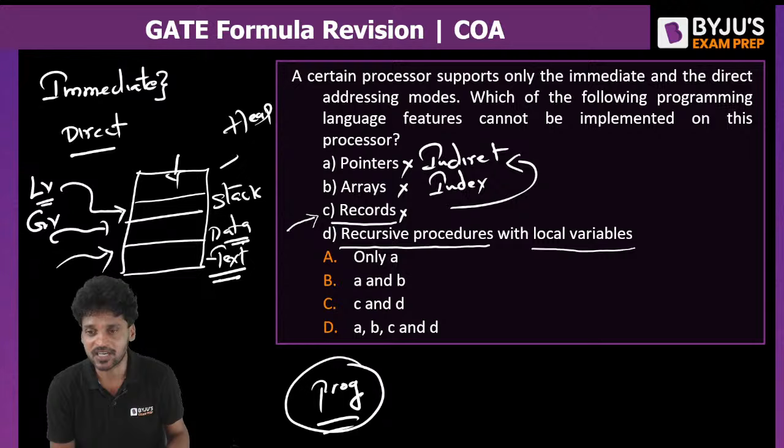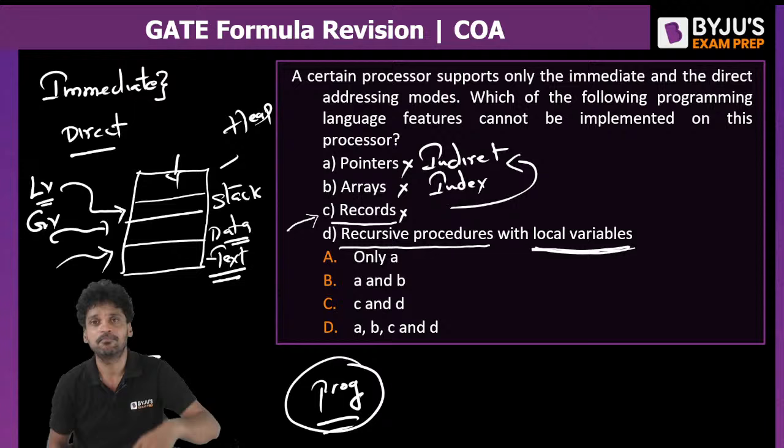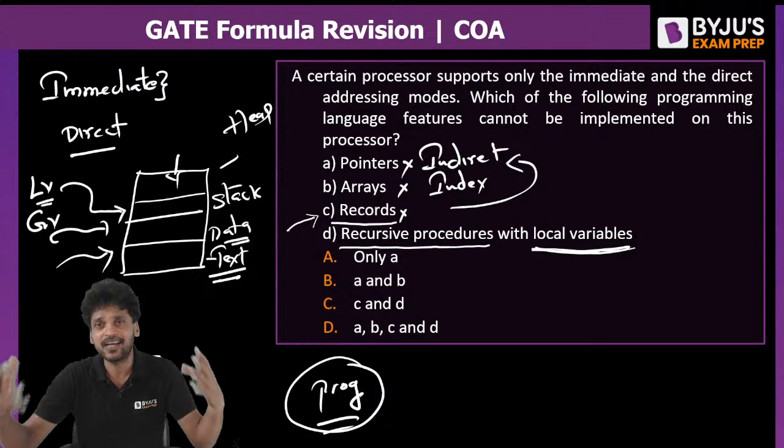Which of the following programming language features cannot be implemented on this processor? See, to store local variables, I require a stack. Without a pointer, will you be able to access the stack, madam? Will you be able to access a stack, sir? Without a pointer, am I entitled to access the stack? Yes, I do have a stack, but can I open the door without a pointer? Somebody answer me.